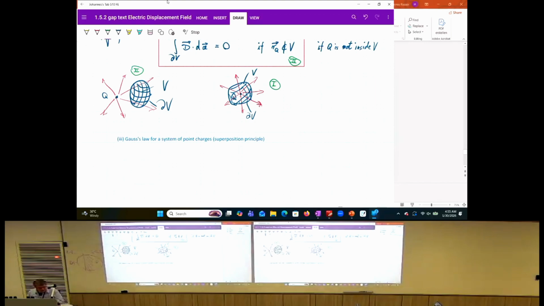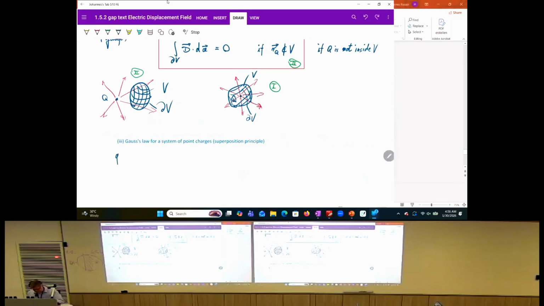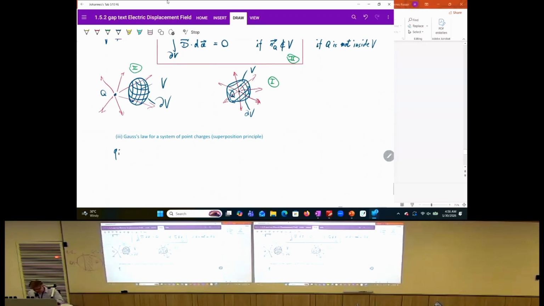Let me quickly put here the next formula, but I think then we're already out of time because we have a little bit shorter lecture today. So what is Gauss' law for a system of point charges? So basically, we make use of the superposition principle. So we have multiple charges which are denoted Q sub i, and they are located at R sub i. And as usual, we have i running from 1 to n.